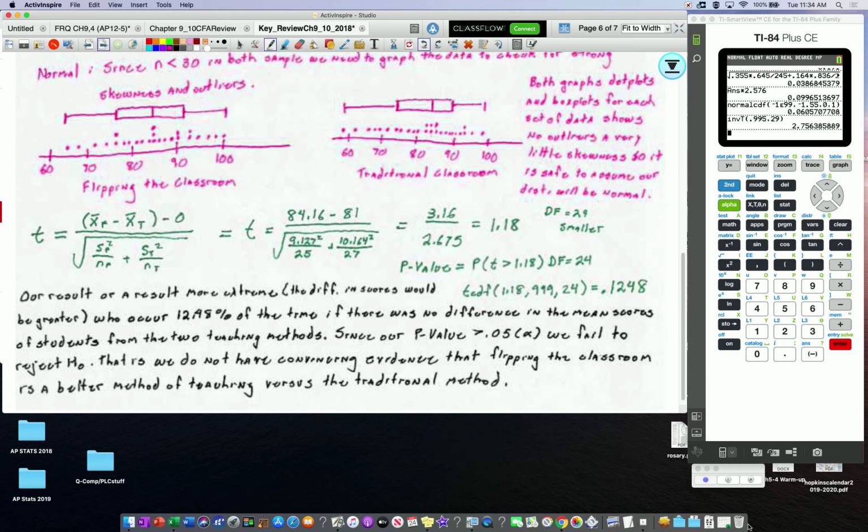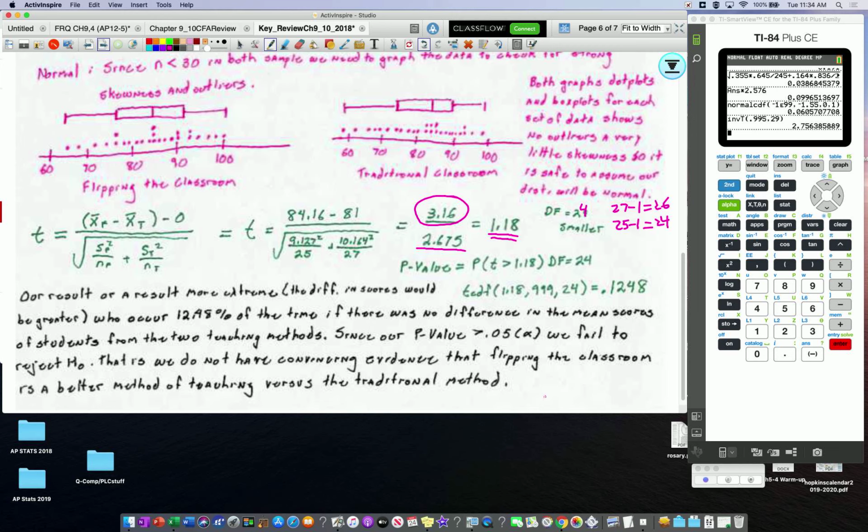So now I calculate out the t-statistic, the difference between their means minus the difference of the null, which is always 0, over its standard error. So the difference between the two scores was a mean difference of 3.16. The standard error ended up being 2.675, which gives you a t-statistic of 1.18. Degrees of freedom, we take the smaller of the two, so this really should be 24 because we go 27 minus 1, 25 minus 1, so 26 versus 24.